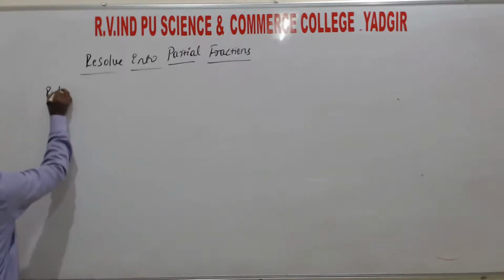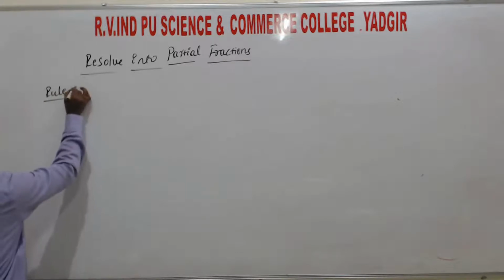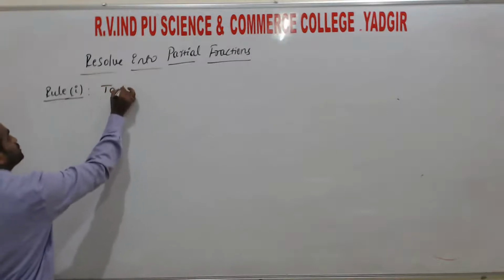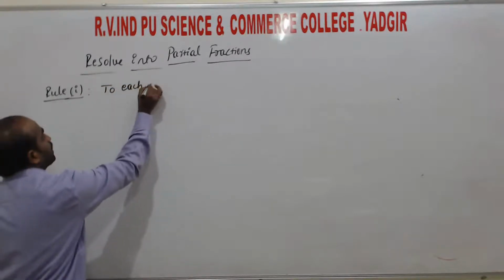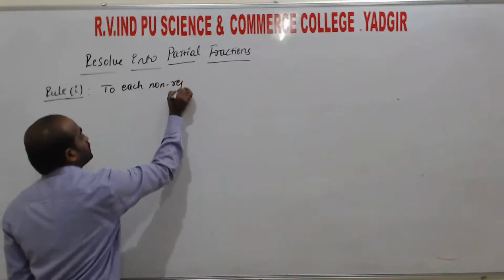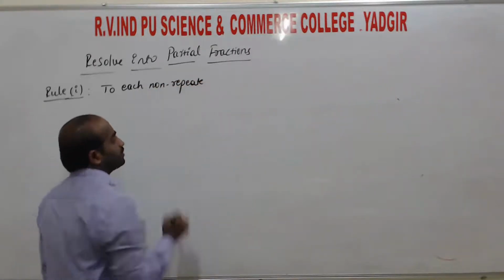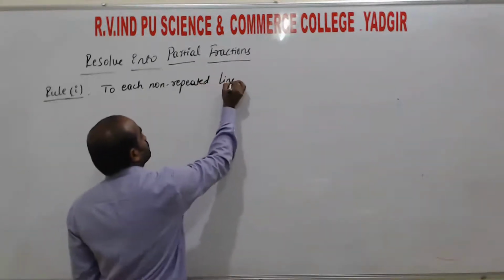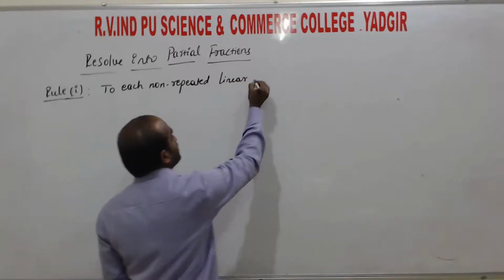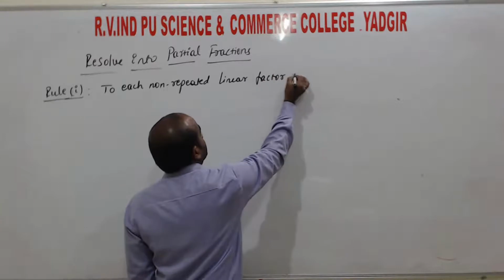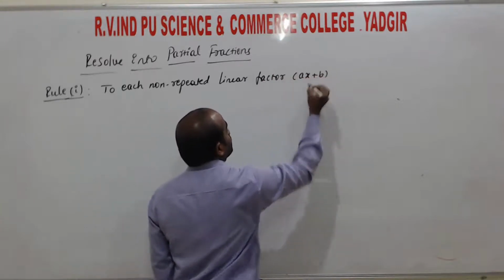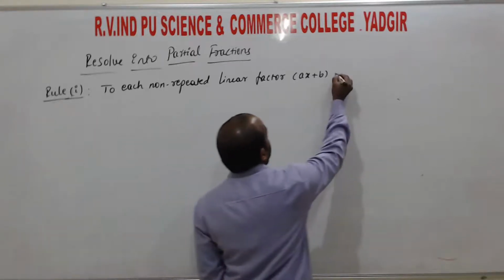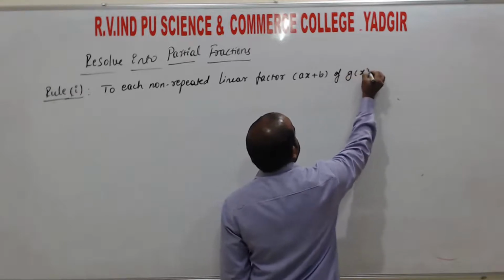Rule 1. To each non-repeated linear factor ax plus b of g of x, that is, a linear factor occurring only once.